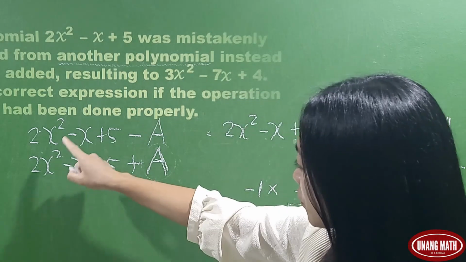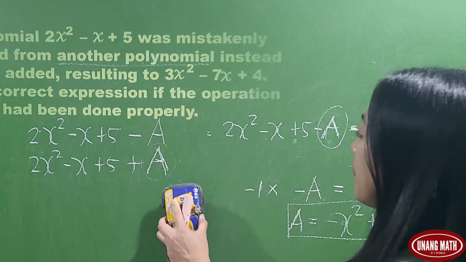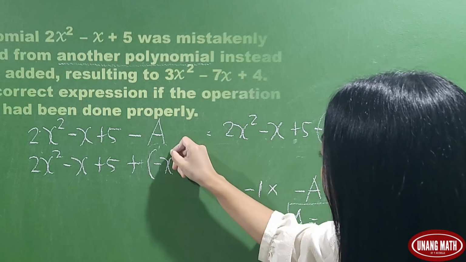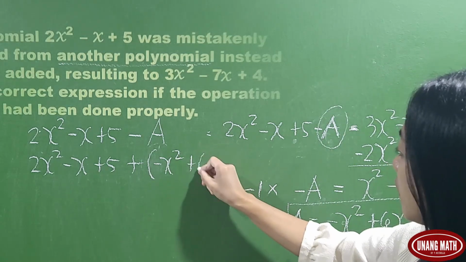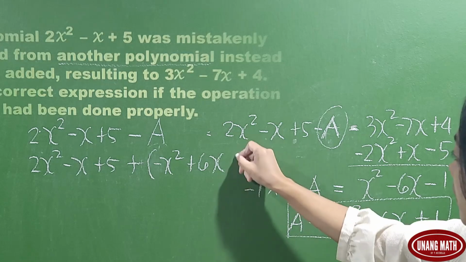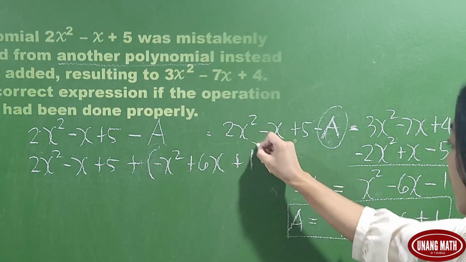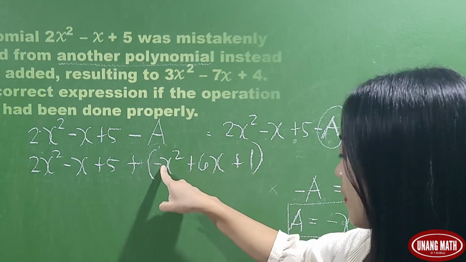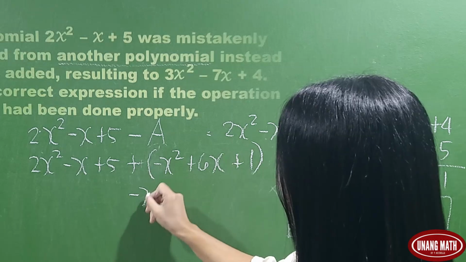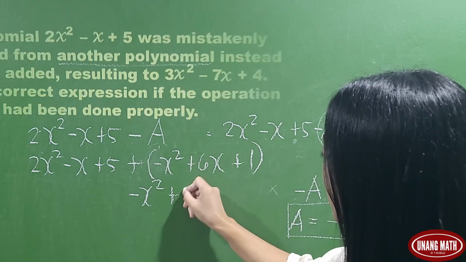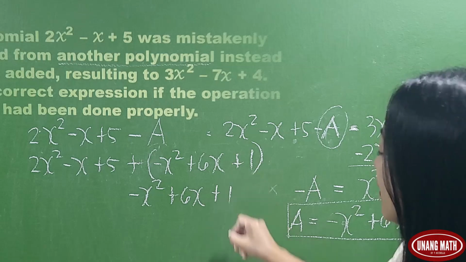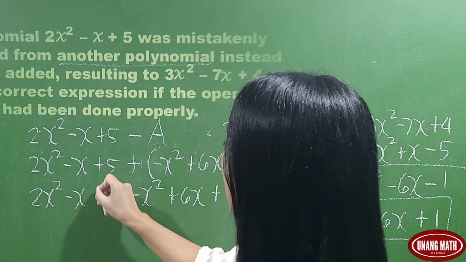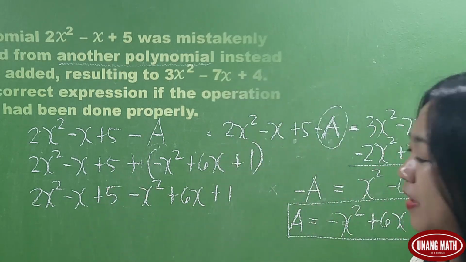So this is now 2x squared minus x plus 5 plus, okay, we have here negative x squared plus 6x plus 1. Okay, to remove the parentheses, so this is positive times negative x squared. So this is negative x squared. Okay, this is plus 6x plus 1. Okay, so we have 2x squared minus x plus 5 minus this expression.